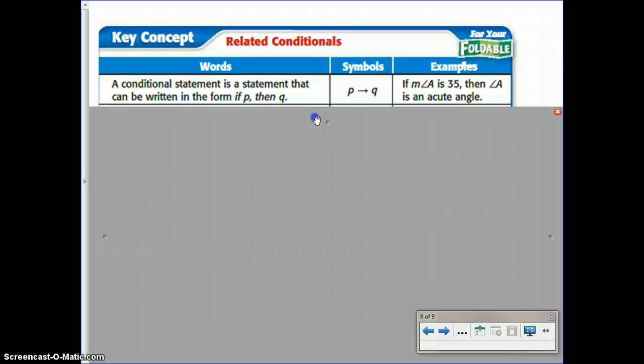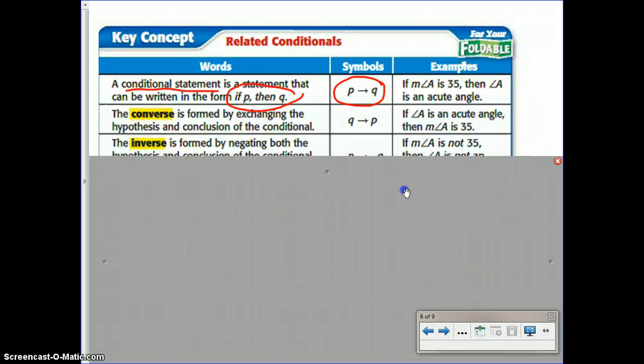So a few more words to add to your vocab section. A conditional statement is a statement that can be written in the form if P, then Q. So these are the symbols. For example, here, if measure of angle A is 35, then angle A is an acute angle.